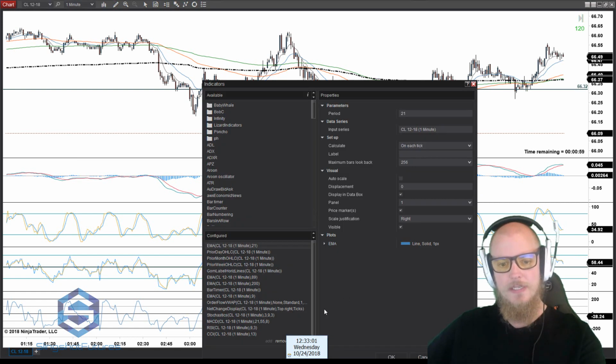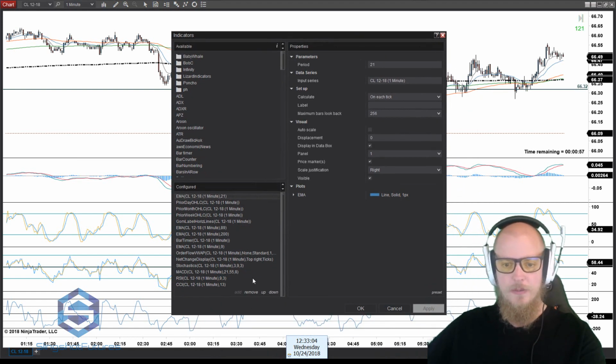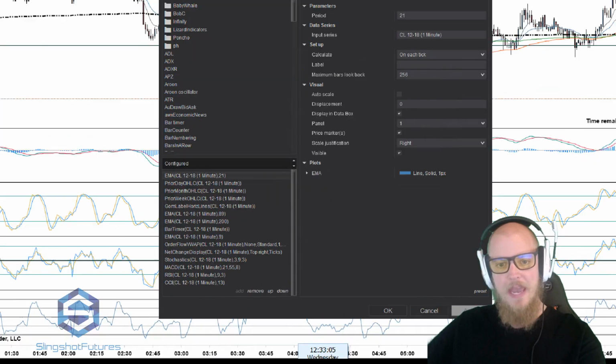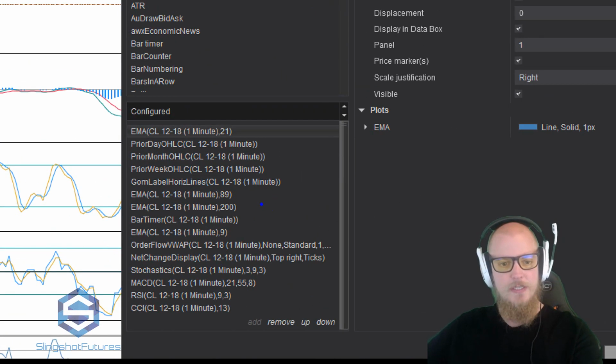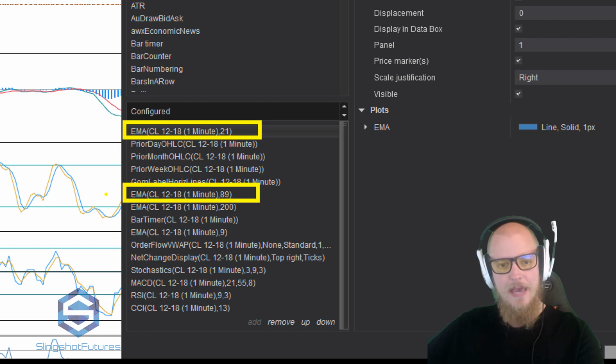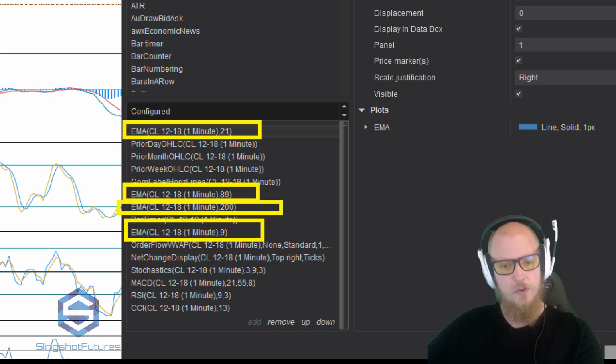So if we look through the indicator list, we can see quite a few things in here. Now, some of these are quality of life indicators, but the main ones are going to be the moving averages, the MACD, the CCI, the RSI, and the stochastic. Out of this list, the important ones are going to be the EMA. This is a 21 period EMA. We also have an 89 period EMA, a 200 period EMA, and a 9 period EMA. Those are the moving averages that you see on the screen.